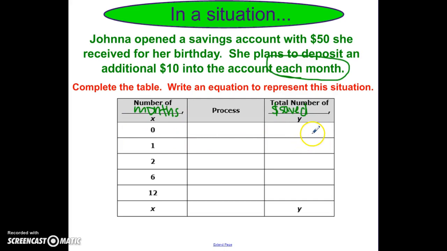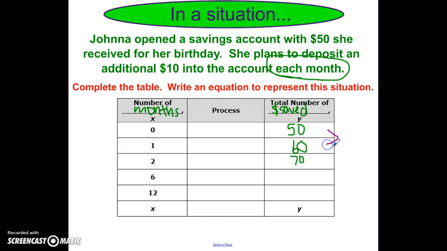So to fill in our table, we have to go back to the situation that she opened the account with $50. So at 0 months, that's when she opened the account and she had saved $50. After 1 month, she's going to deposit an additional $10. So if she's adding $10 every single month, now she would have $60. By month 2, she's going to add another $10. By month 6. So because this jumps from 2 to 6, we can't just go 80, 90 and be done with it. So at this point, it would be helpful to find our process to then continue the table.